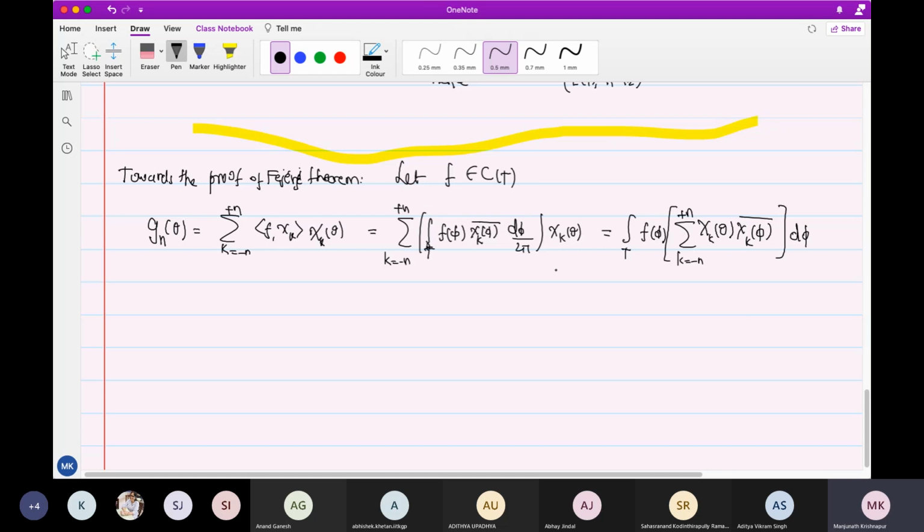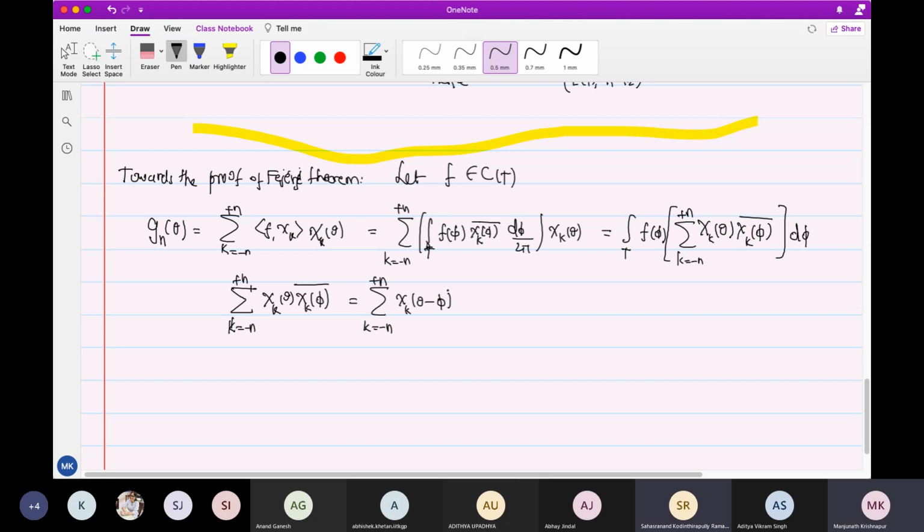So let's look at what that function looks like. What is this function actually? It's f integrated against some function of theta and phi. So we will analyze what that function is. K is minus n to plus n. Since these are homomorphisms, this is chi_k of theta minus phi. That is, e to the i theta into e to the minus i phi.